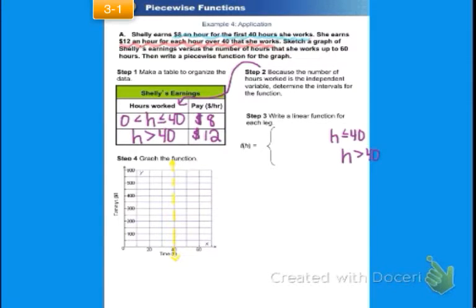So how do we describe the first 40 hours? Well, that's easy enough. The first 40 hours will be $8 times H, meaning the number of hours that she works. Now that second interval, when she gets over 40 hours, well, if she's already worked 40 hours, she's already made 8 times 40, or $320. So she's going to get paid $320 for the first 40 hours, plus she's going to get paid $12 for every hour over 40.